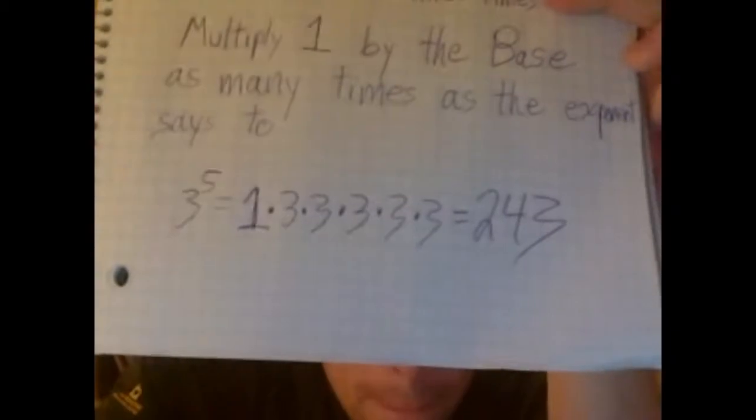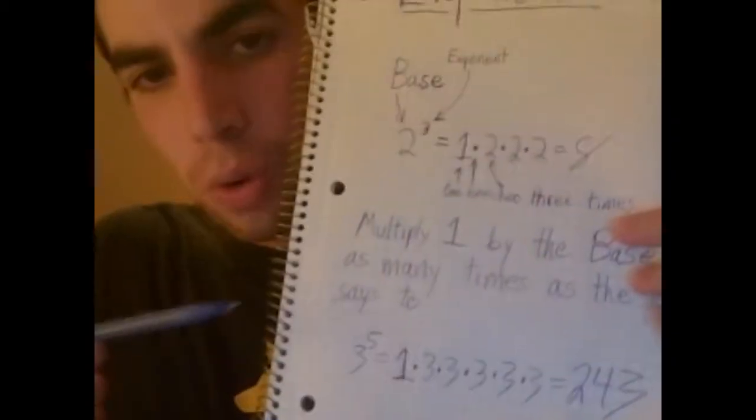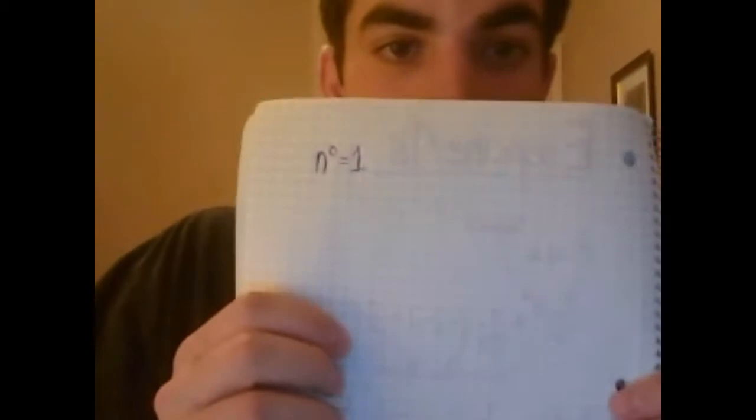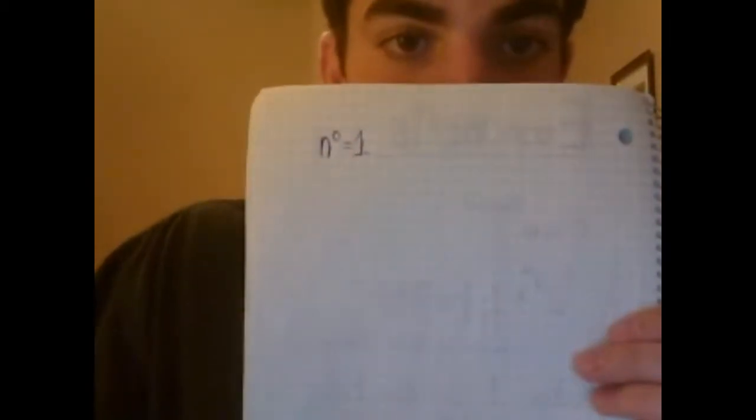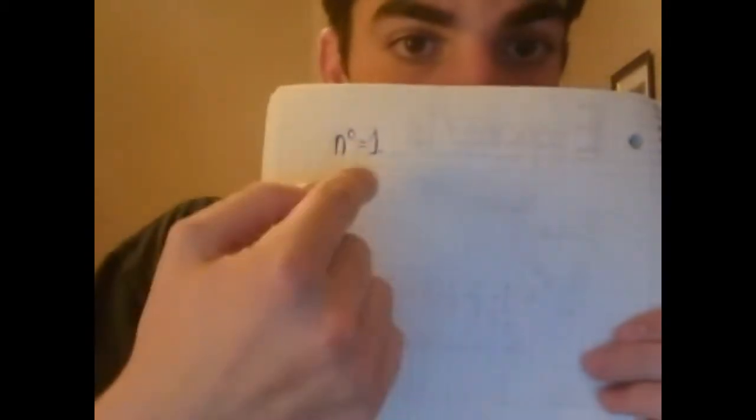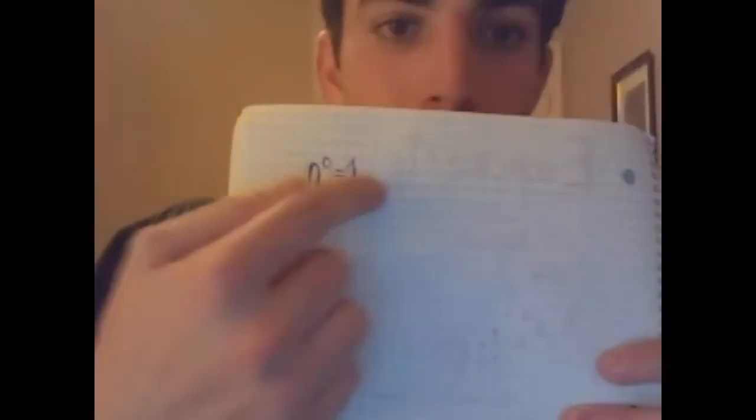Pretty cool, right? Why is there even this 1 here in the rule in the first place? Well, it's so that it works out for your 0 exponent, which says that any number to the 0 power is 1. Why is that? It doesn't matter what the base is because you're multiplying 1 by that base 0 times. So you're just multiplying 1 by nothing and you get 1. So any number to the 0 power is 1.